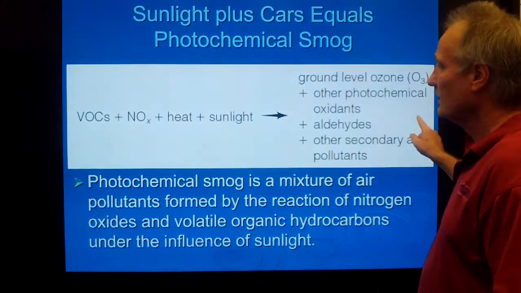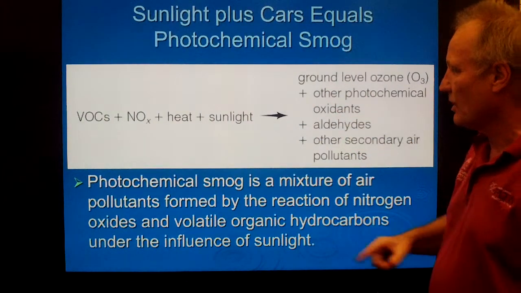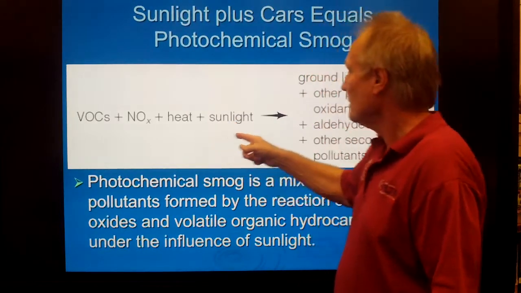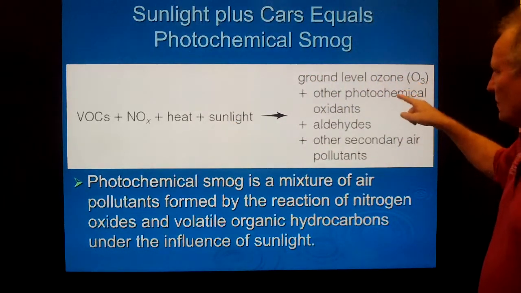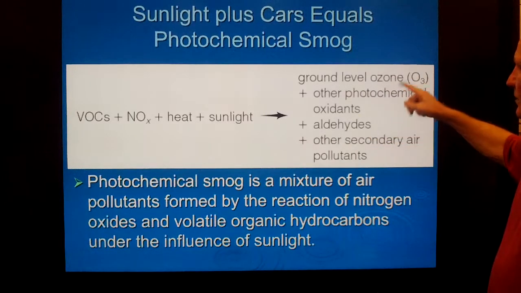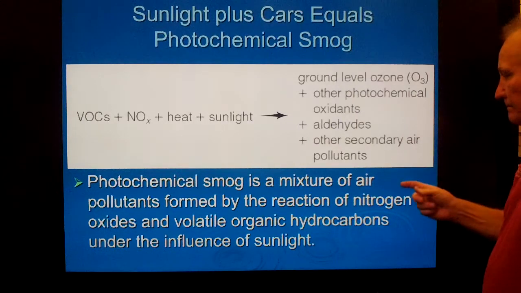Okay. Here's the formula for photochemical smog. You need VOCs plus NOx plus heat and sunlight. Those then give you ground level ozone and aldehydes and secondary pollutants, which this mix is basically smog.